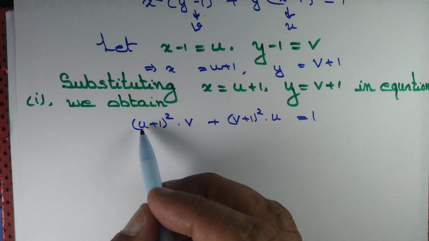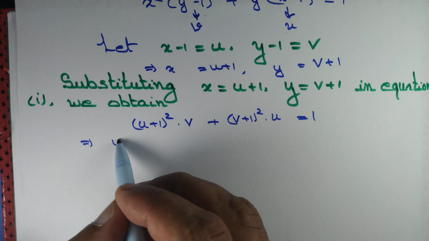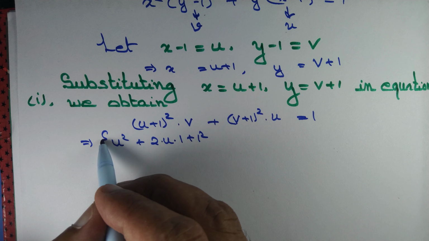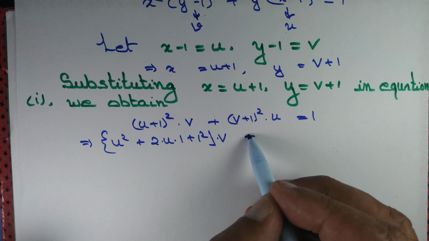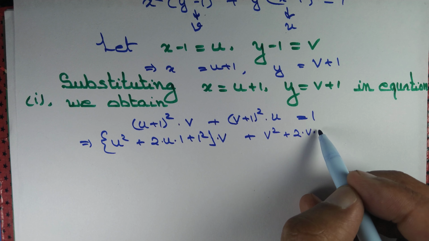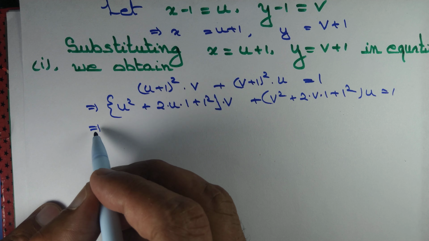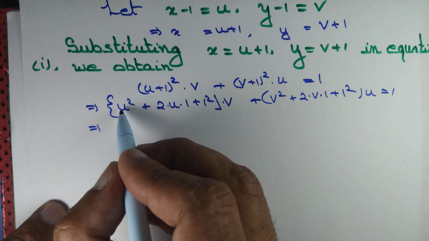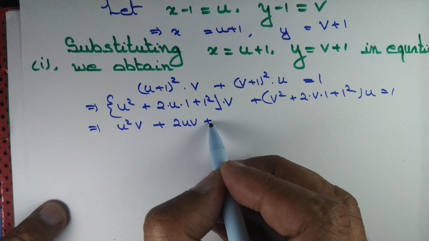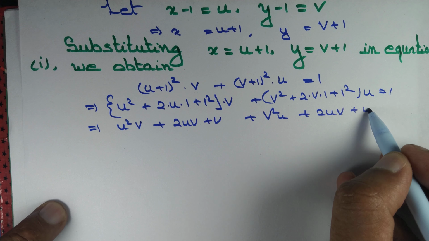Now we see that this is of the type (a plus b) whole squared. We know the formula that (a plus b) squared equal to a squared plus 2ab plus b squared. Again, (a plus b) squared equal to a squared plus 2ab plus b squared. Now we can multiply it out by applying the distributive law. So we obtain u squared v plus 2uv plus v squared u plus 2uv plus u equal to 1.